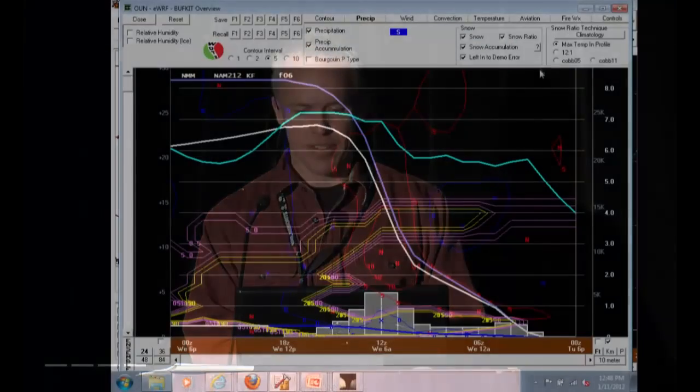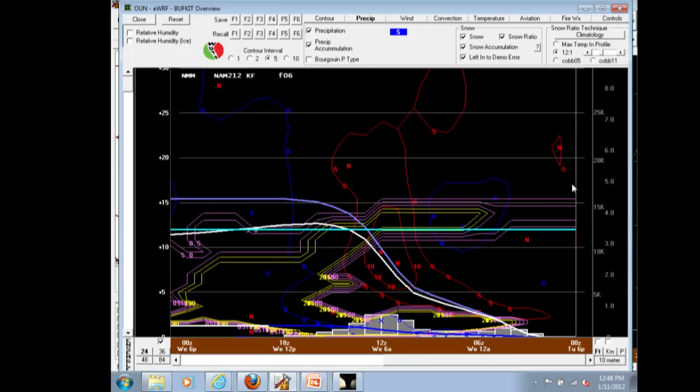If I went with max temp and profile, okay, same QPF. Now let's add all this. And now I get 6.5 inches. Okay, if I go with climatology, I get 3.5 inches or 3.6 or whatever, right there. Okay, so somebody was going to ask about what's that number in the parentheses. You notice there's two profiles here, this one and this one, the white and this purple.